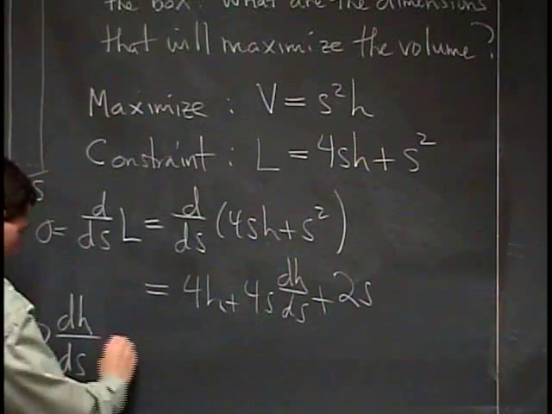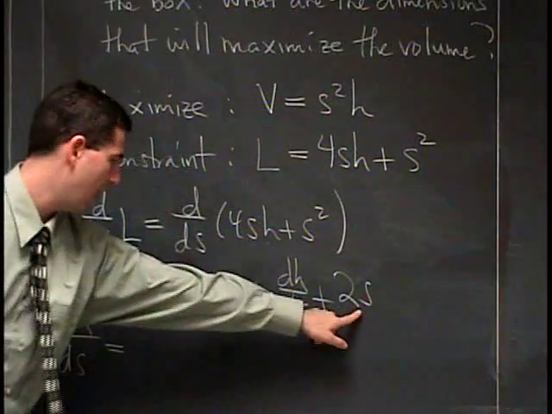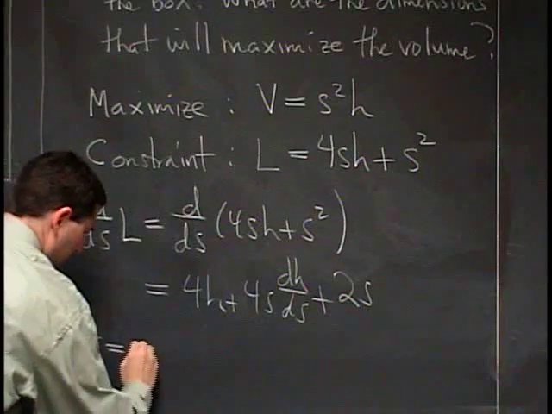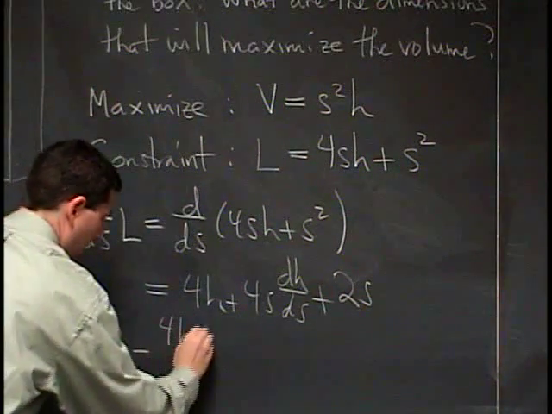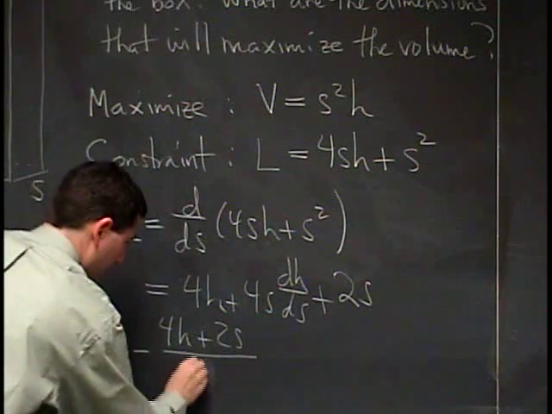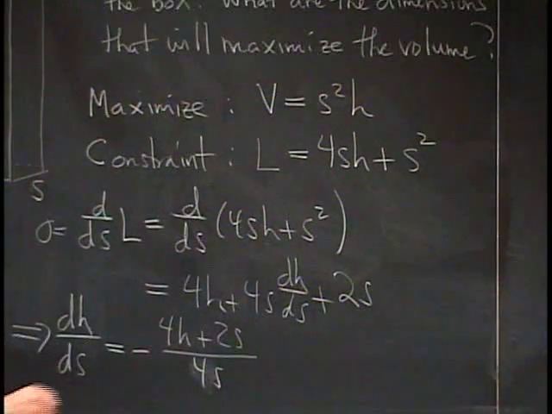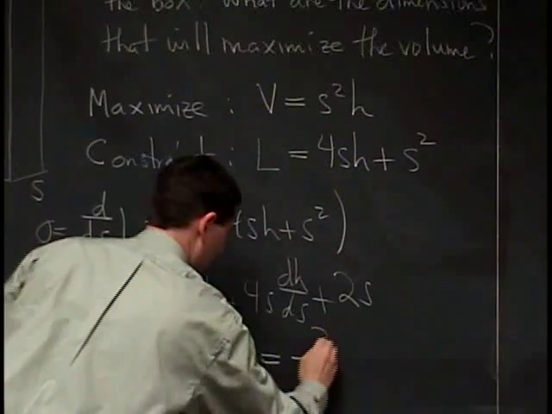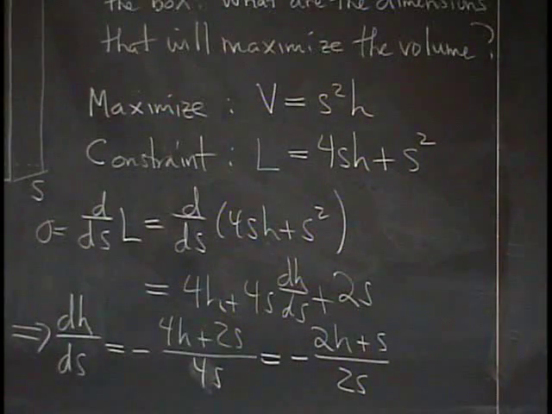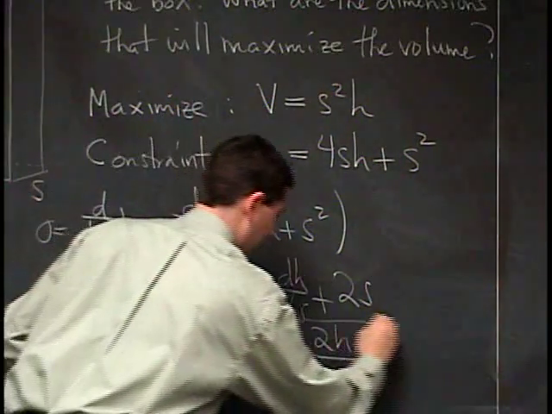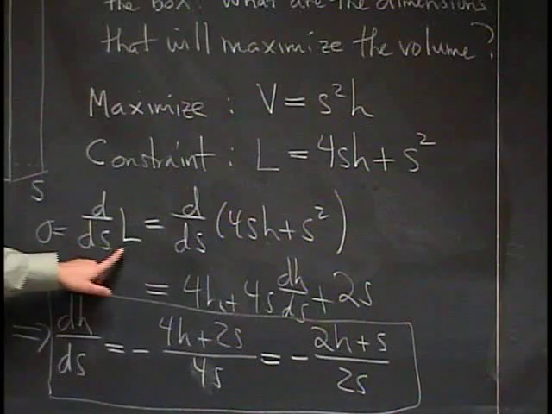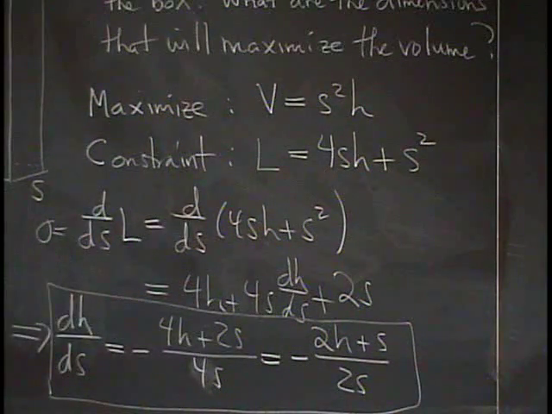So dH/dS will equal, let's see here, I'm going to subtract a 4H and a 2S and then divide by 4S. So, minus (4H plus 2S) over 4S. And I kill at least one 2 there. So, negative (2H plus S) over 2S. Okay, so that gives me my dH/dS. Remember, L is a constant, so the derivative was just 0.